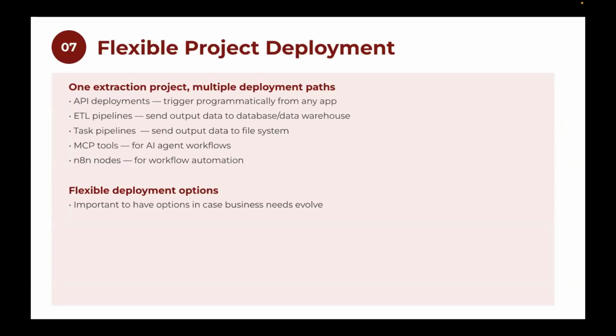ETL pipelines are when you get the input document from a file system, and once you extract the data using an Unstruct project, you send it to a destination database or data warehouse. Task pipelines get the input document from a file system and send the output to another file system. And you have MCP tools and n8n workflows as well. For both MCP and n8n, you have individual servers for LLM Whisperer and Unstruct. When it comes to n8n, you have individual nodes for Unstruct as well as LLM Whisperer.